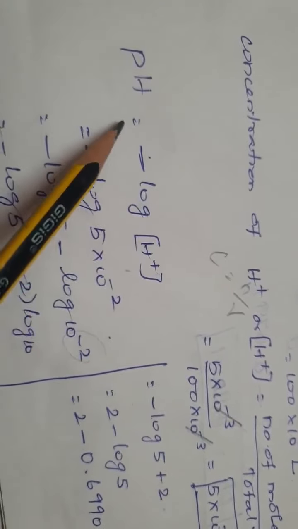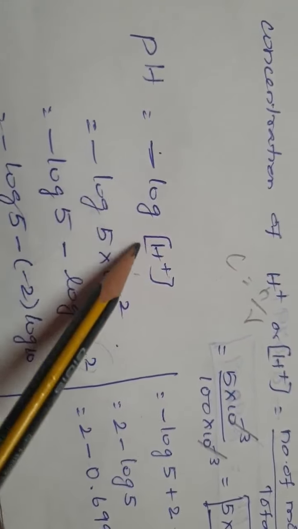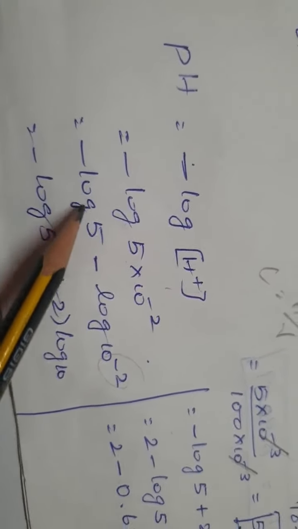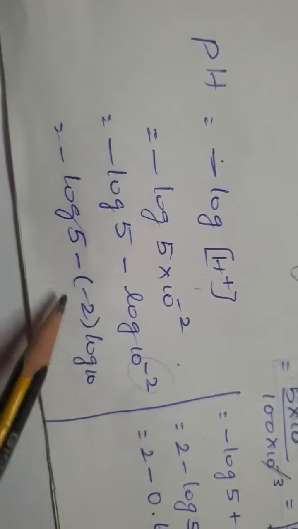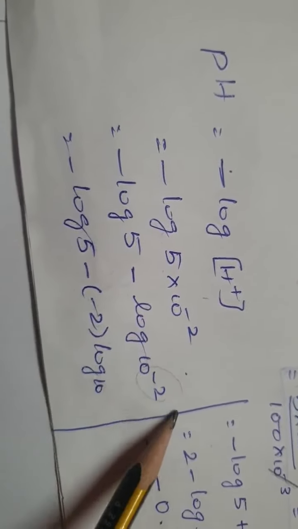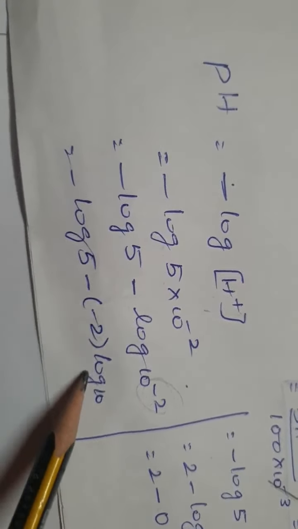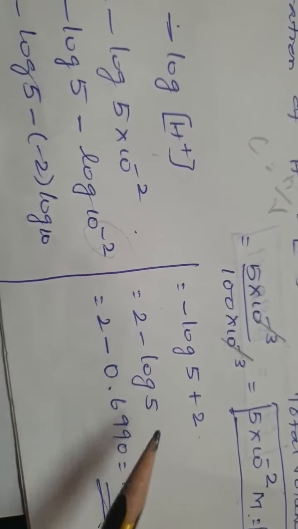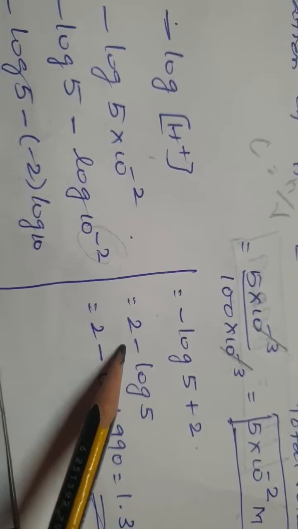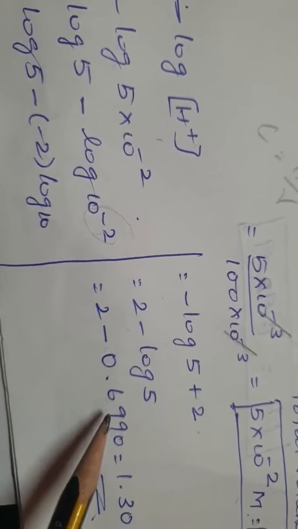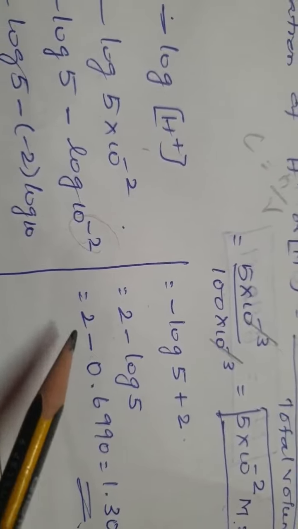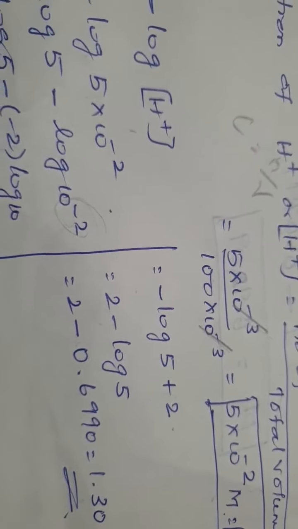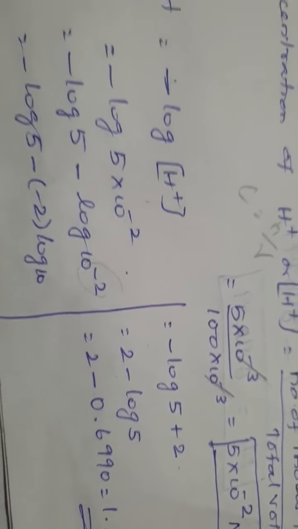Then how to calculate pH? pH is equal to negative log of H plus concentration. Instead of H plus, you substitute 5 into 10 power -2. So -log 5 minus log 10 power -2. The -2 comes in front, so -log 5 plus 2 log 10. Log 10 value is 1. So taking the 2 to the front, 2 minus log 5. Log 5 value is 0.6990. So 2 minus 0.6990 means 1.30. So this is the value for pH.